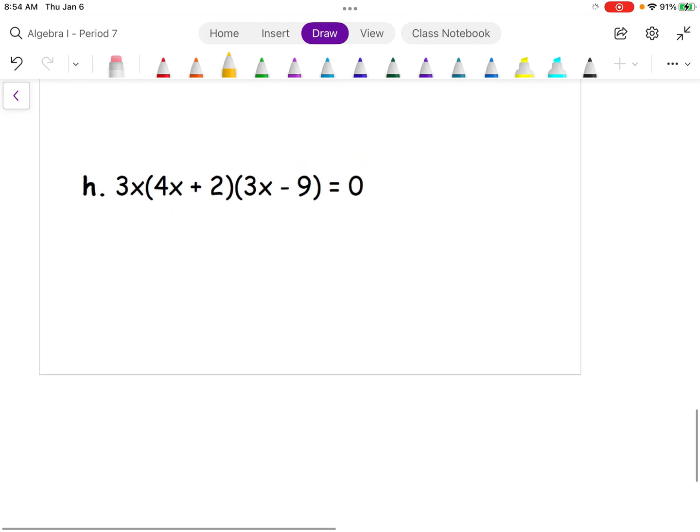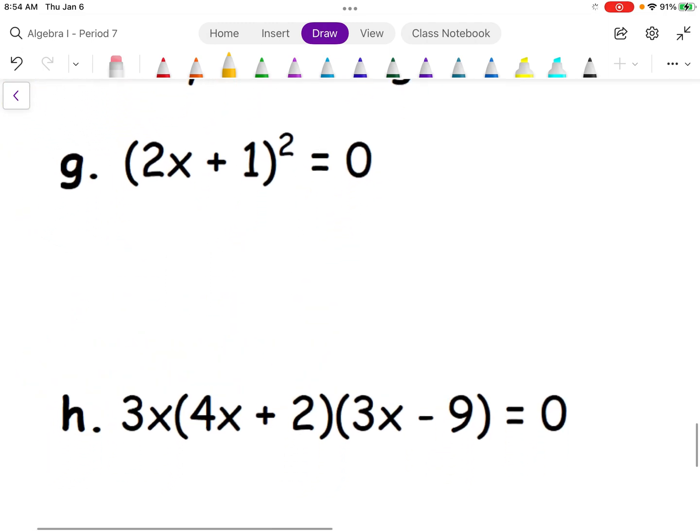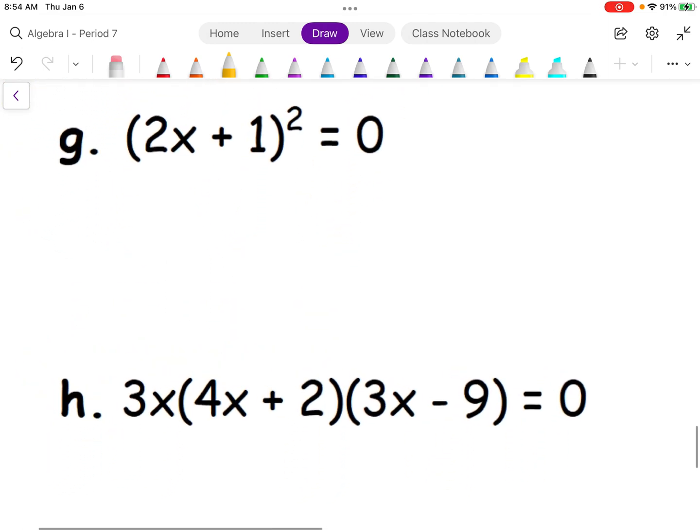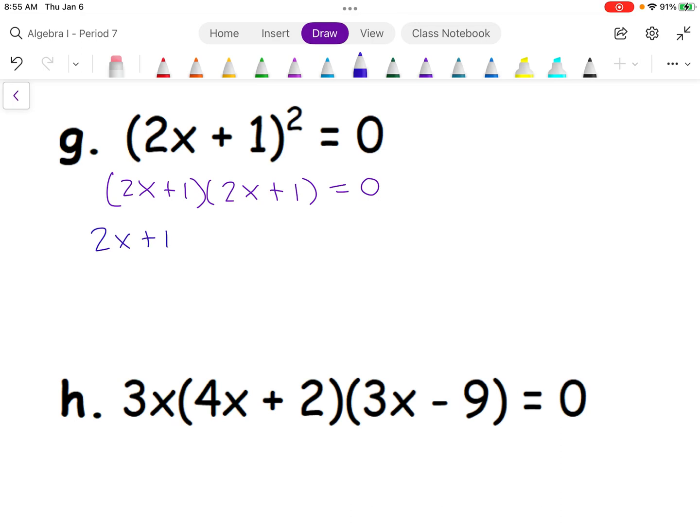All right, last couple here. Letter G. 2x plus 1 squared equals 0. Remember that 2x plus 1 squared literally means we have 2x plus 1 times 2x plus 1 equals 0. So again, we're going to take each factor and set it equal to 0. 2x plus 1 equals 0. So then when we solve, we can subtract 1 on both sides. So we get 2x equals negative 1. And then we can divide by 2. So we get x equals negative half.